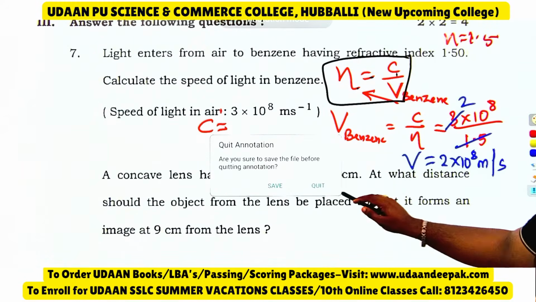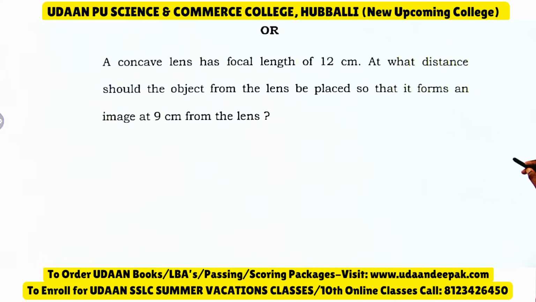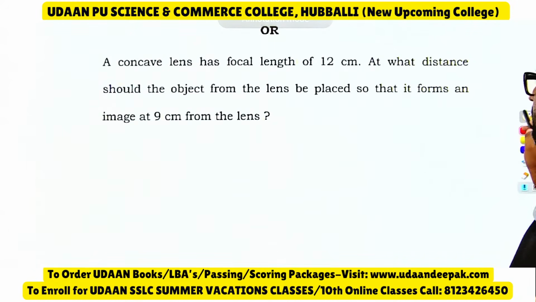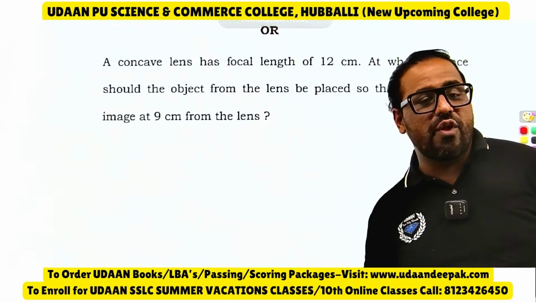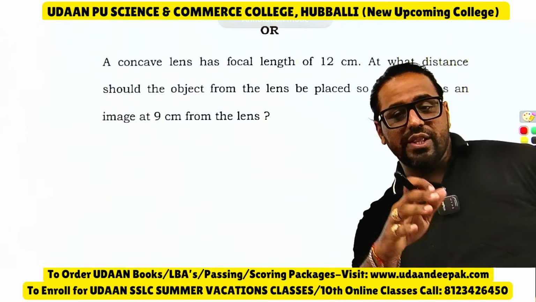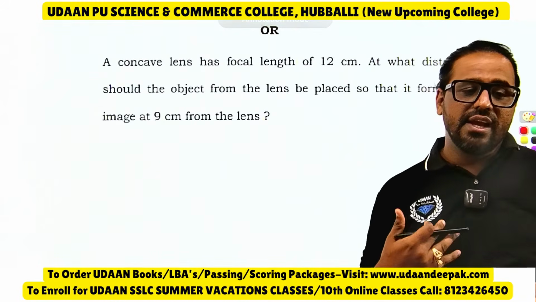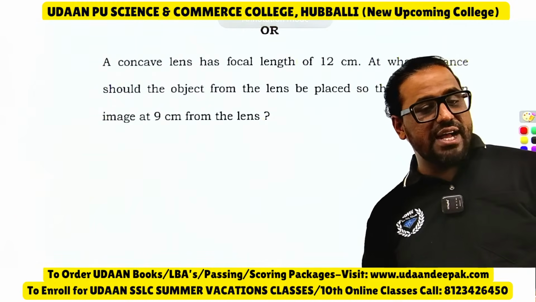Then, a concave lens has a focal length of 12 centimeter. At what distance should the object from the lens be placed so that it forms an image at 9 centimeter from the lens? So the image should be 9 centimeter away, they have given here. Tell me the answer.